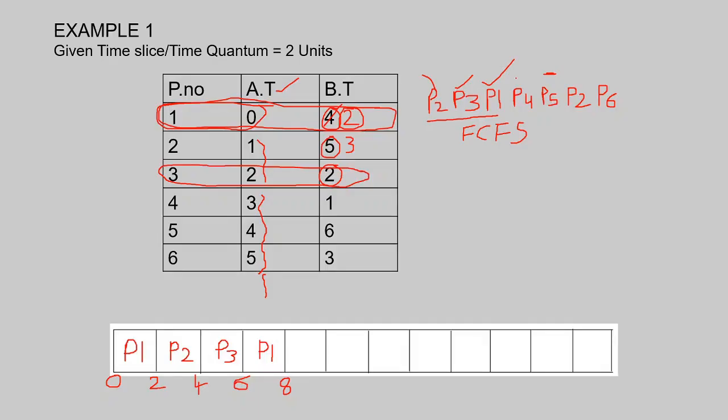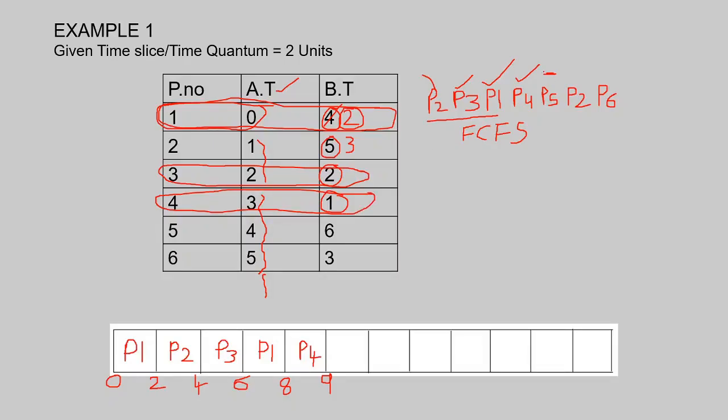So now select another process from the queue, that is P4. Allocate it. P4's burst time is only 1 unit, so it will finish its full execution. Process P4 also you don't put in the queue now, because it has finished its full execution.